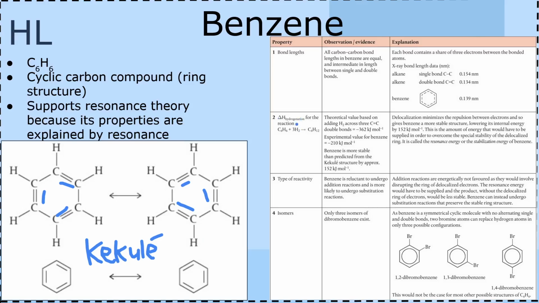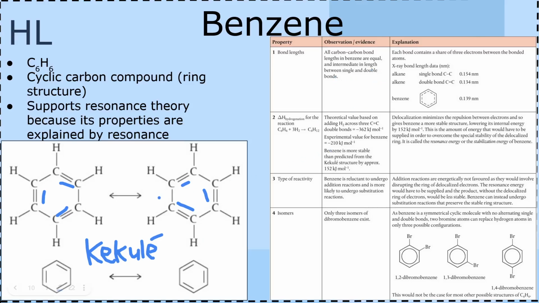Now, there's a lot of evidence from benzene on why resonance theory is true. So first, we're going to have to look at the bond lengths. Earlier we talked about the resonance hybrid. Resonance hybrids are supported by bond length. Well, this is an example. All carbon-carbon bond lengths in benzene are equal and intermediate in length between single and double bonds.